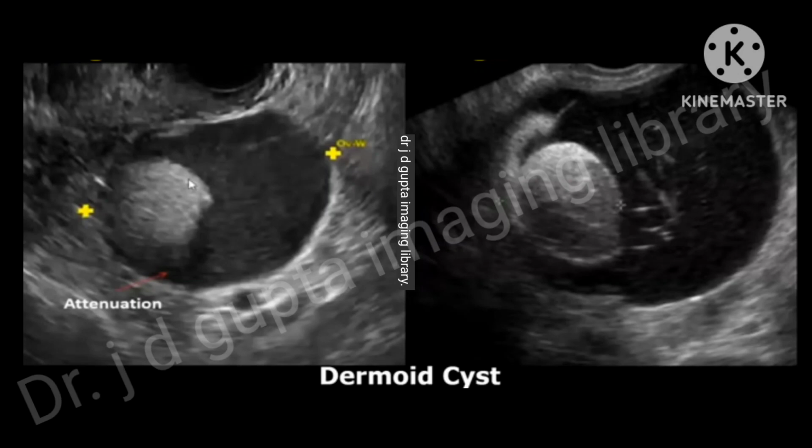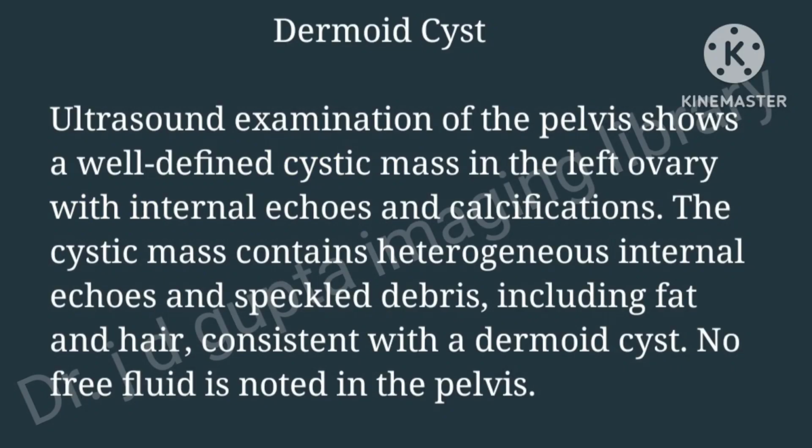Next one talks about dermoid cyst. Ultrasound examination of the pelvis shows a well-defined cystic mass in the left ovary with internal echoes and calcifications. The cystic mass contains heterogeneous internal echoes and speckled debris, including fat and hair, consistent with a dermoid cyst. No free fluid is noted in the pelvis.